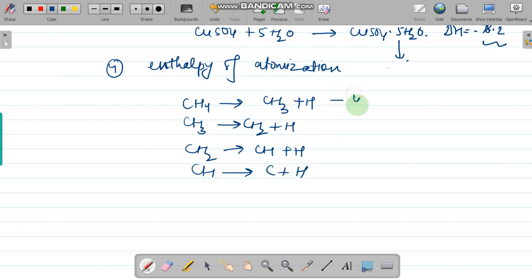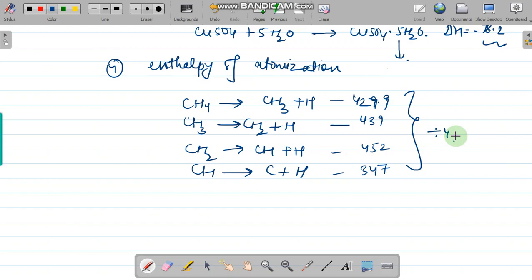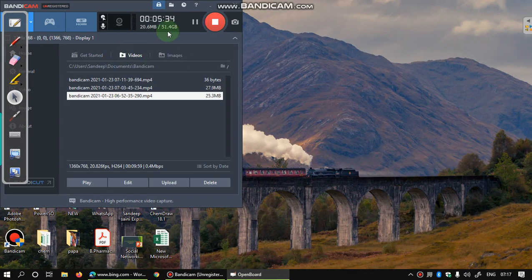Now what was the enthalpy here? 427.9. Then it became 439. Then 452. These are the calculated, standard values. Okay, so this complete process has taken place in 4 steps. So what we do is divide it by 4. In this manner, we can calculate the enthalpy of atomization. With this, we finish our today's lecture. Thank you.